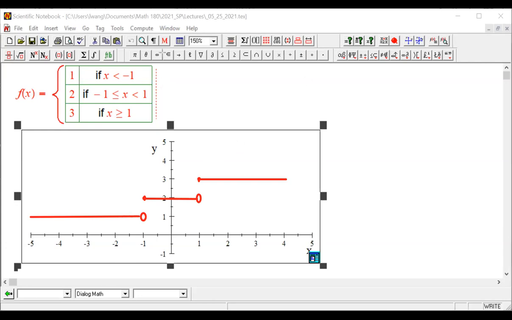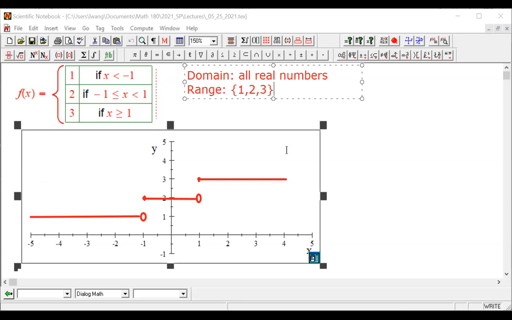If you look at the domain for this function, what is the domain? The domain is actually all real numbers, because the function is defined everywhere, right? No number is spared. How about the range? Range, you only have 3 values, because that's only 3 values you have.